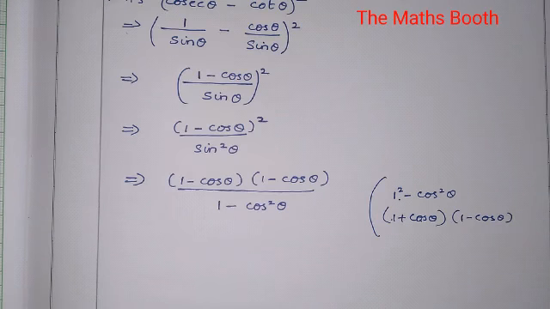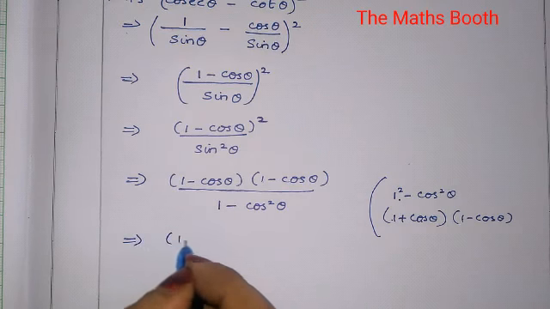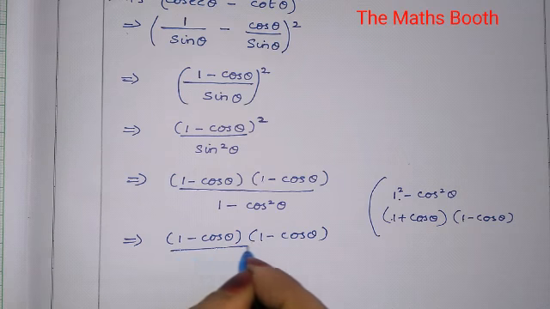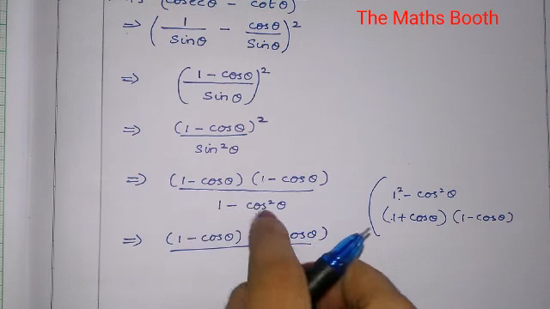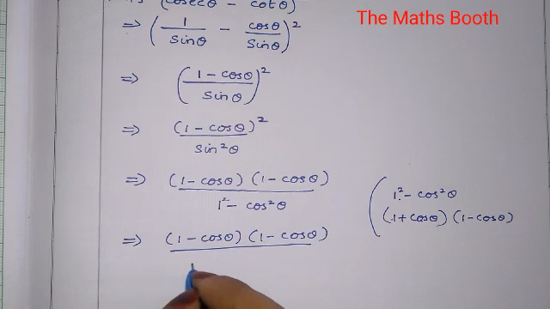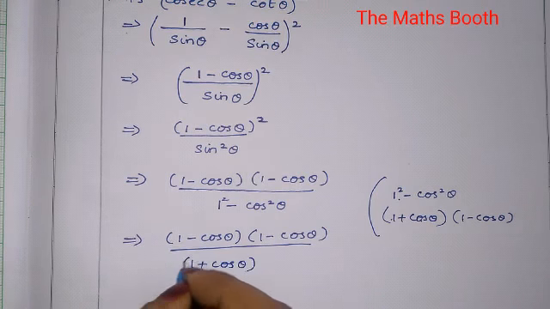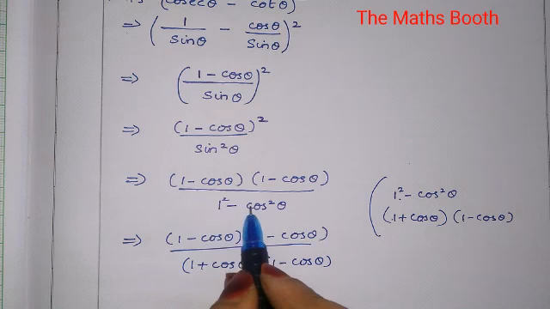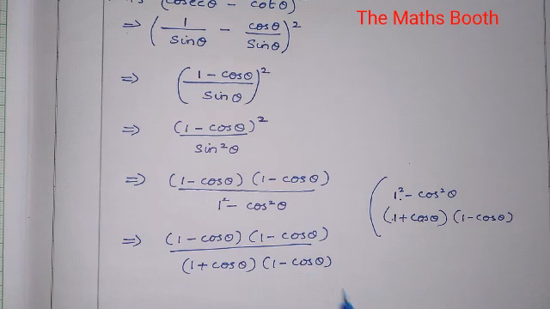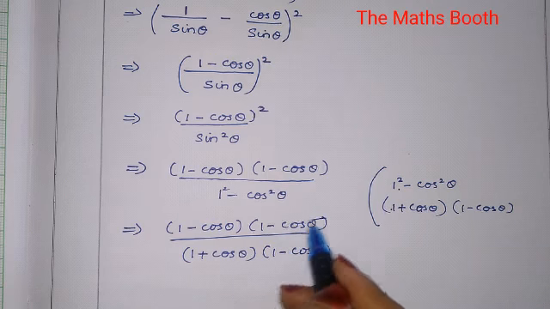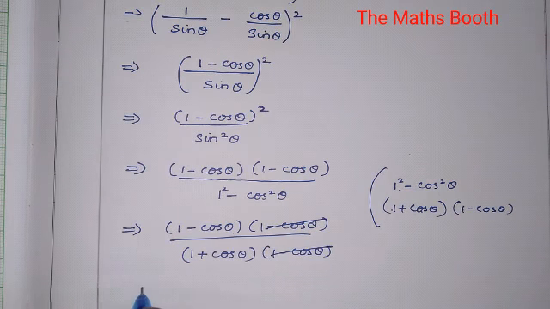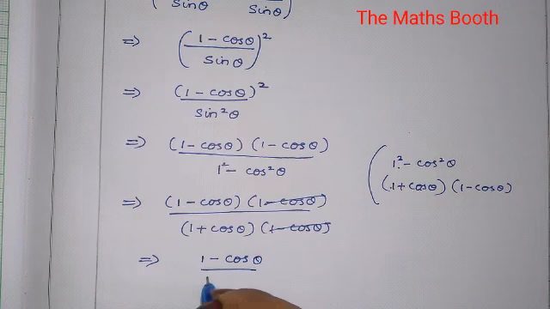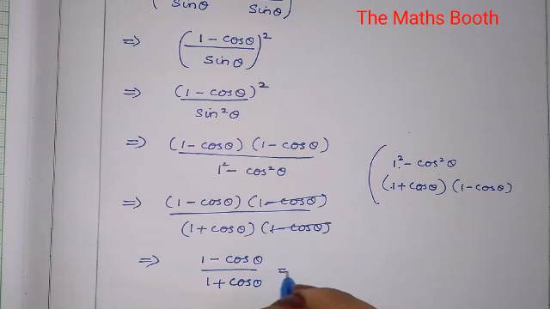So let me write now the numerator as it is: (1 minus cos theta)(1 minus cos theta), upon, in the denominator, A square minus B square is (A plus B)(A minus B), that means 1 square minus cos square theta, (1 plus cos theta)(1 minus cos theta). Now we can see here (1 minus cos theta) and (1 minus cos theta) get cancelled. What remains? (1 minus cos theta) upon (1 plus cos theta) remains, which is equal to the RHS.